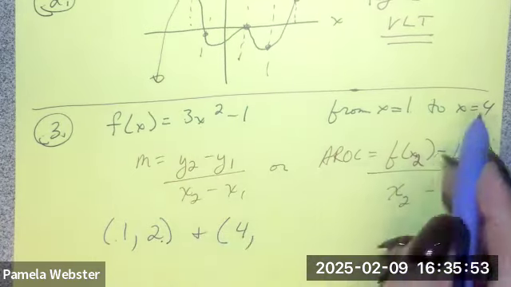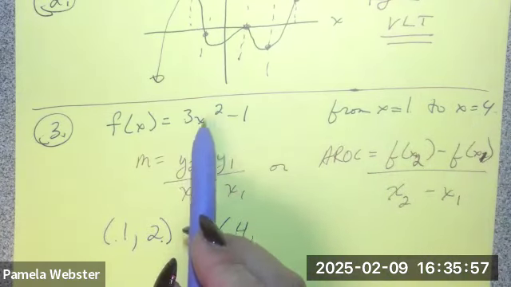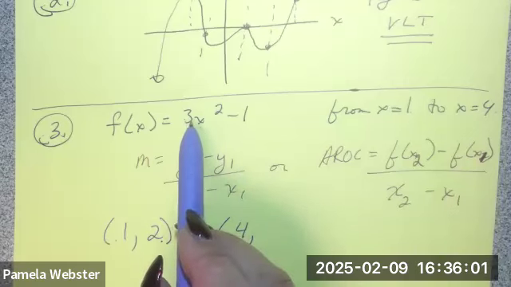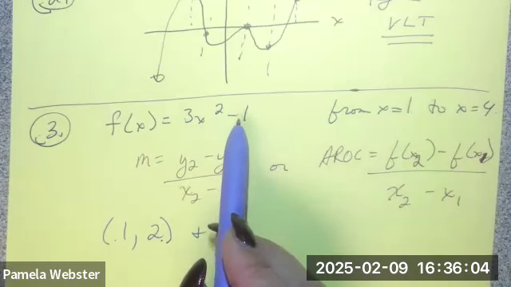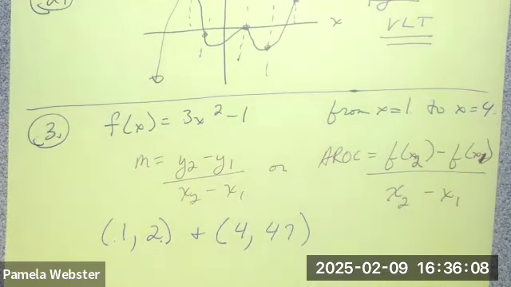And for 4, whenever I put in 4, let's do that again. X squared would be 16. 16 times 3 is 48. 48 minus 1 is 47. Okay. So that becomes kind of a big number, but we can deal with it.